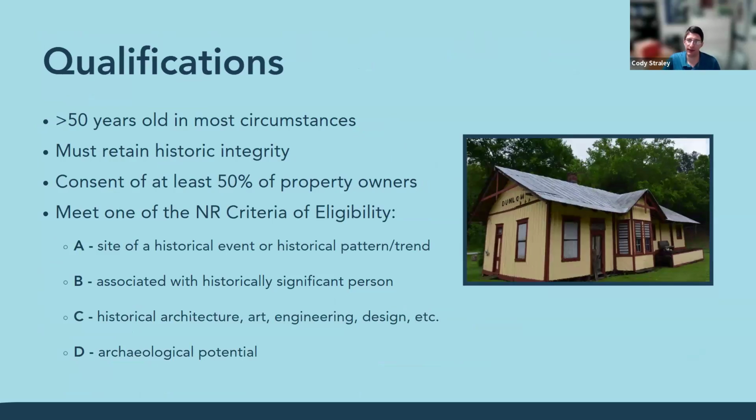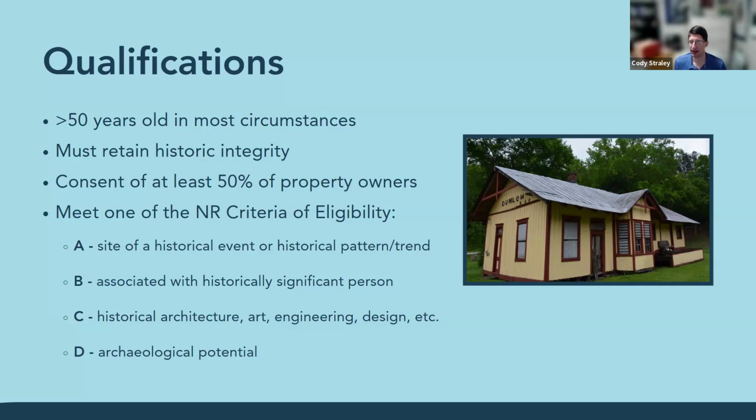So what are some of the qualifications for listing? There are a few that are established by the National Park Service. In most cases, a property should be at least 50 years old, old enough to actually have attained some historic value. It must retain historic integrity. We define integrity as the ability of a property to convey its historic significance. In other words, does the building still look historic? Has it been altered very much?